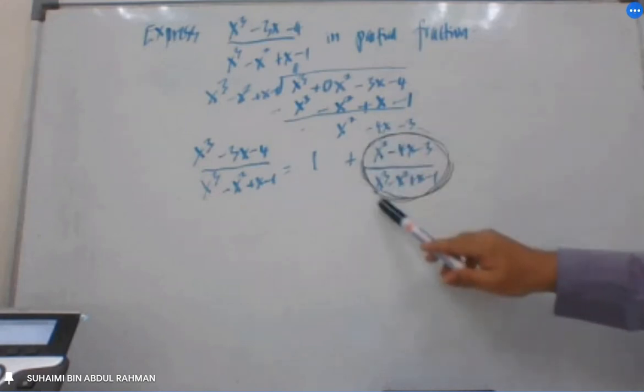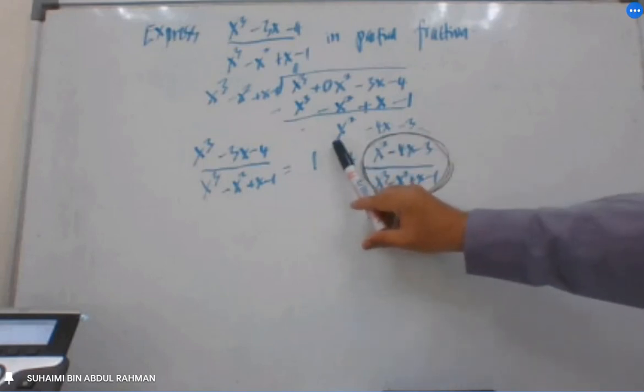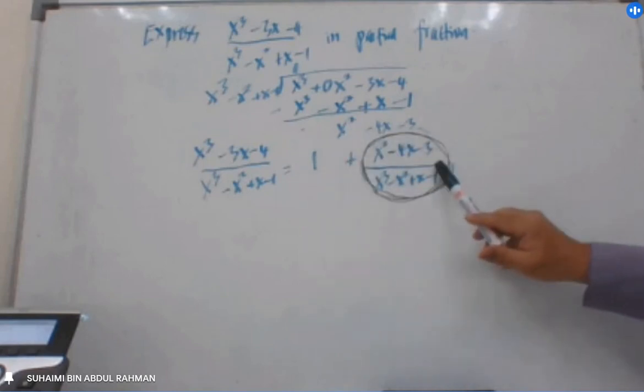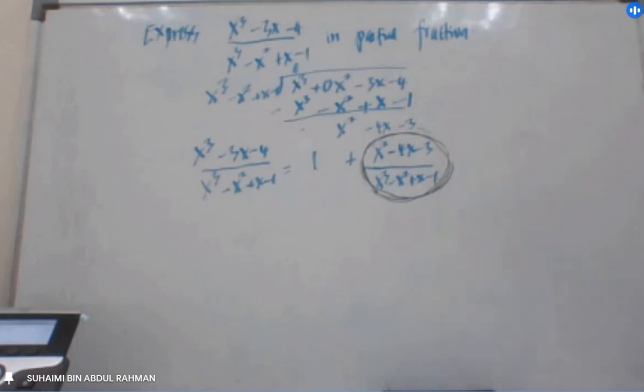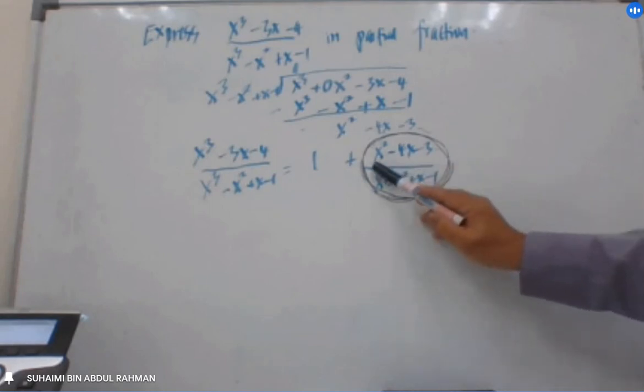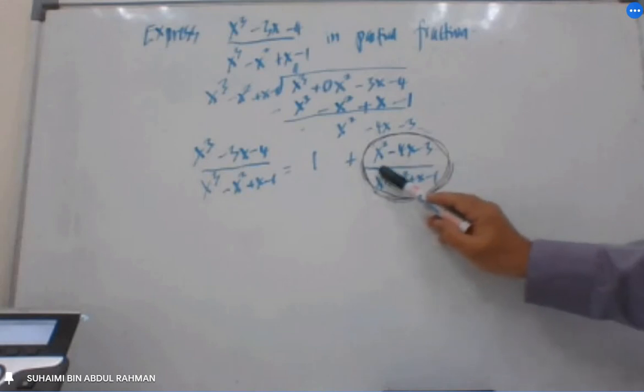Now we focus on this one, no more on the 1. We look whether this rational function is proper or improper. Proper. So do we need long division? No need. So we go to step number 2, which is to factor g(x). This is our g(x) now. We factor it.